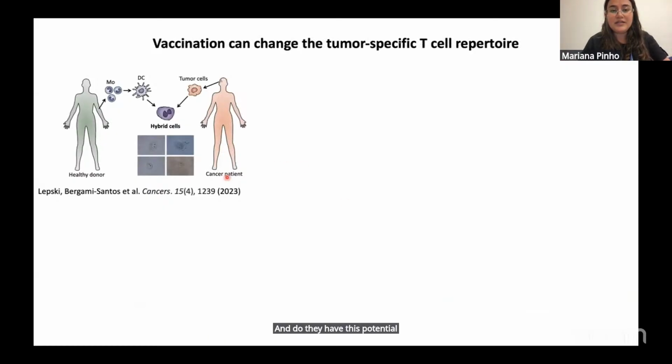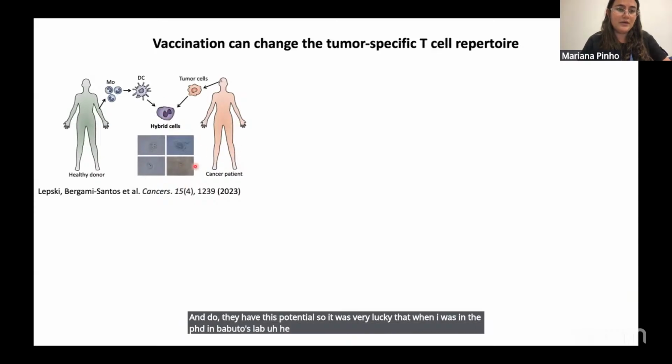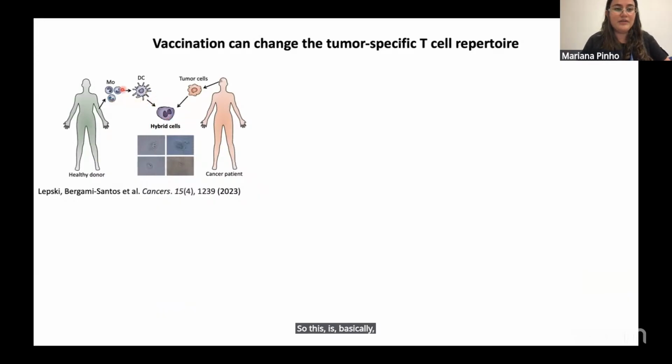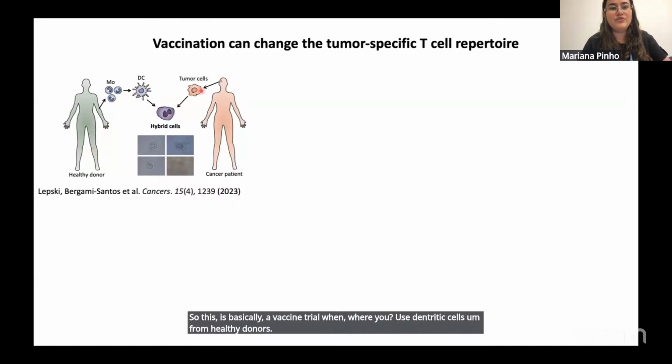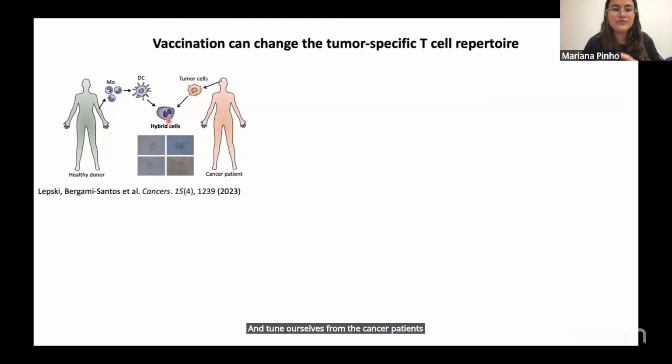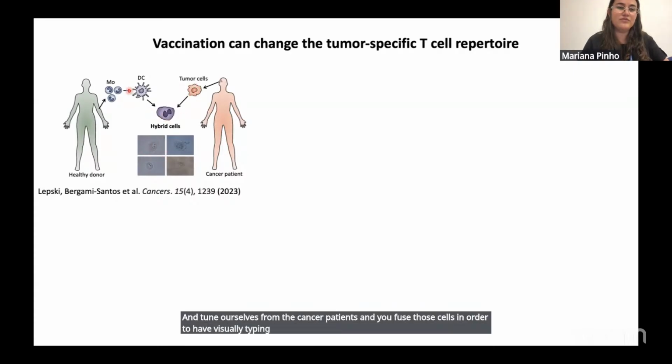So I was very lucky that when I was doing my PhD in Barbuto's lab, he was developing this hybrid cell clinical trial in glioblastoma patients. This is basically a vaccine trial where you use dendritic cells from healthy donors and tumor cells from the cancer patients, and you fuse those cells in order to have the HLA typing of the tumor cells, but also the full potential of a dendritic cell from a healthy donor.